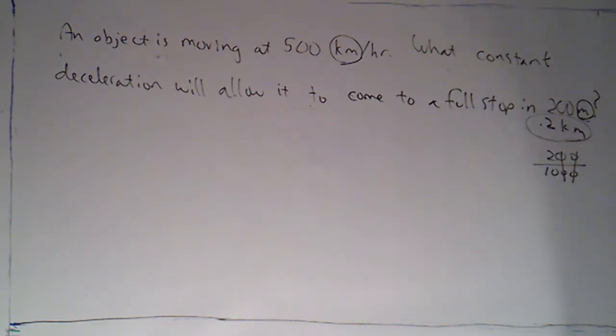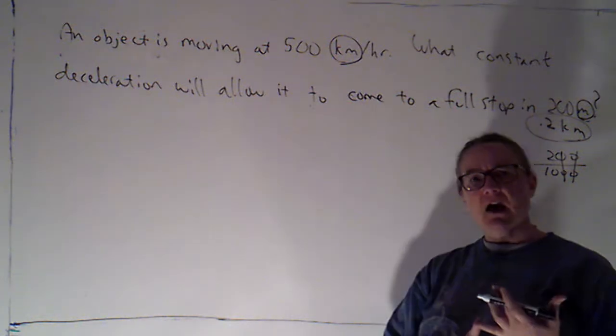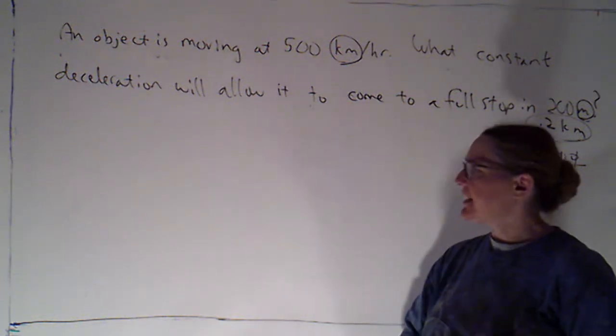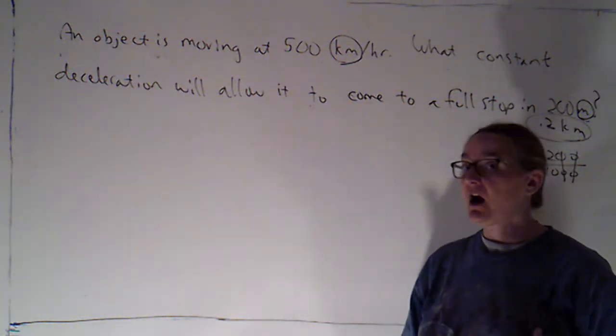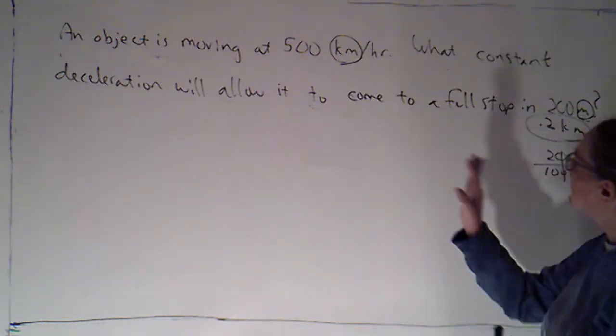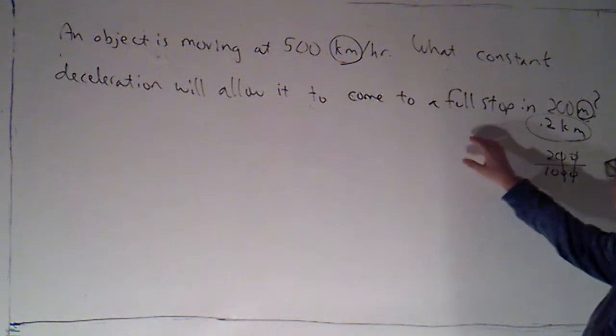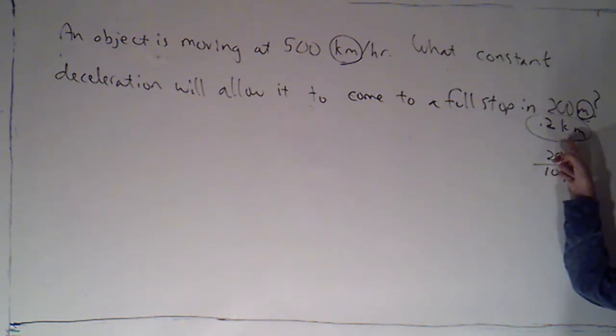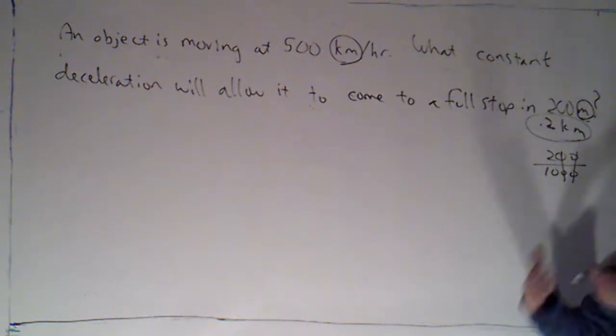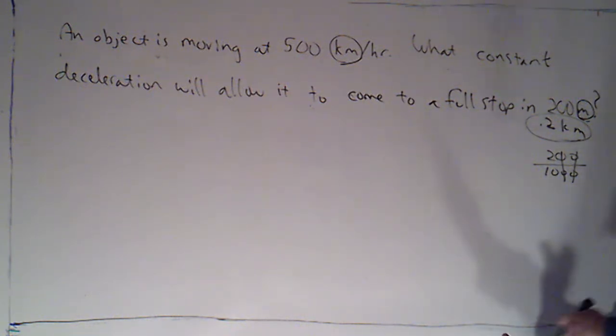But the thing that's tricky here is that I'm thinking in terms of velocity and position and acceleration. These are all functions of time. I'm told that the acceleration will be constant. I want to know what's going to allow me to come to a full stop in a certain distance. So position is going to be a function of time, but I'm not given the time at which I want to stop. I'm given the position at which I want to have stopped.